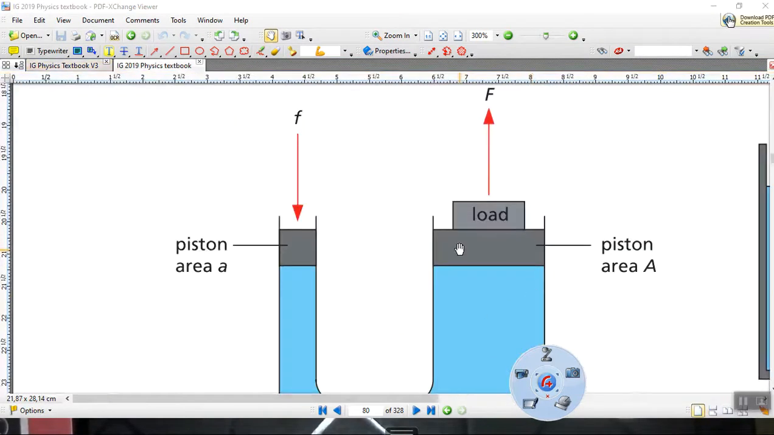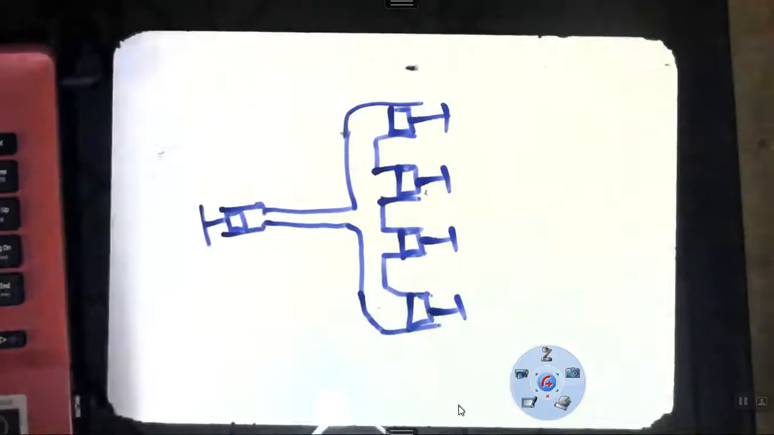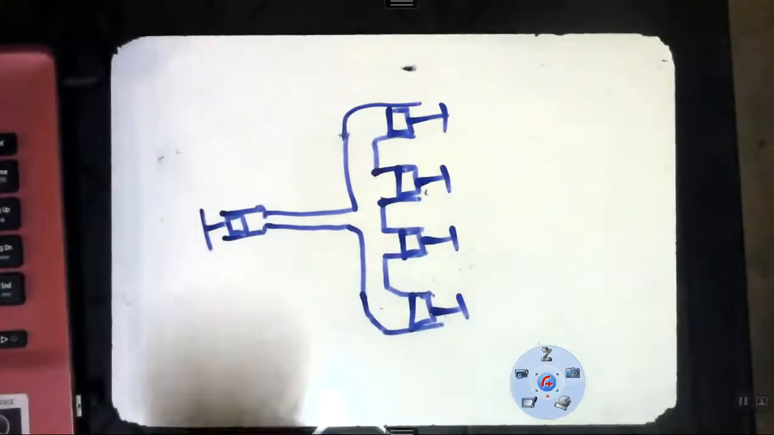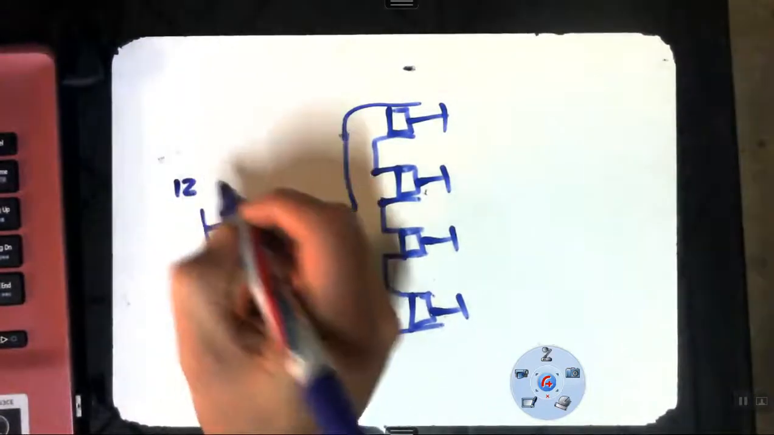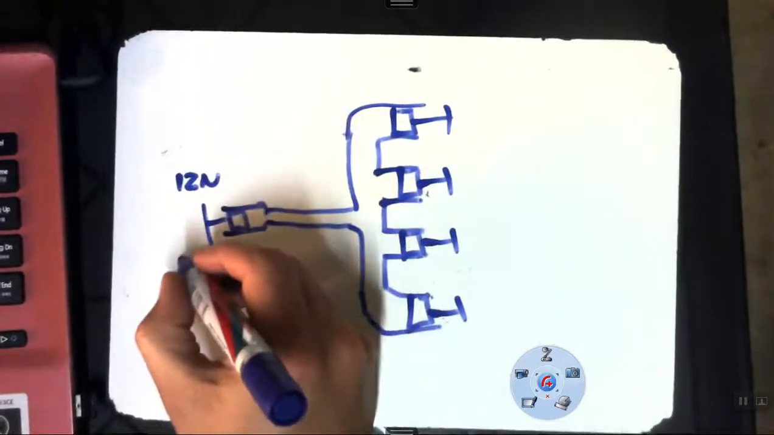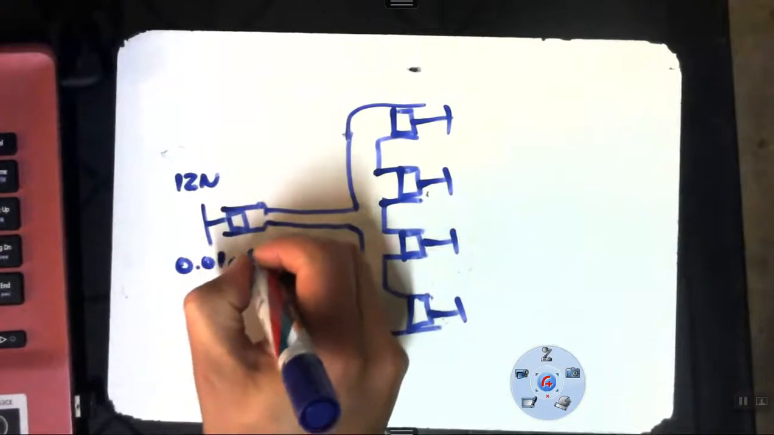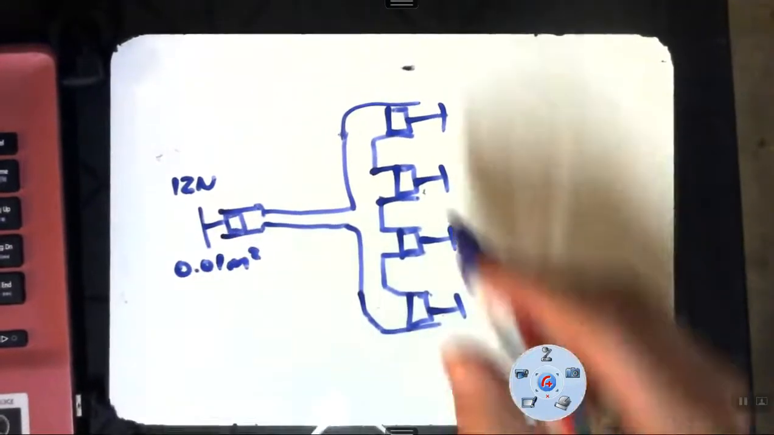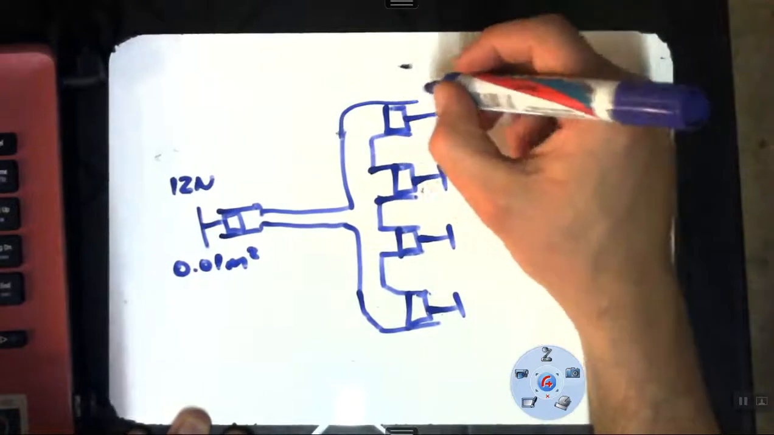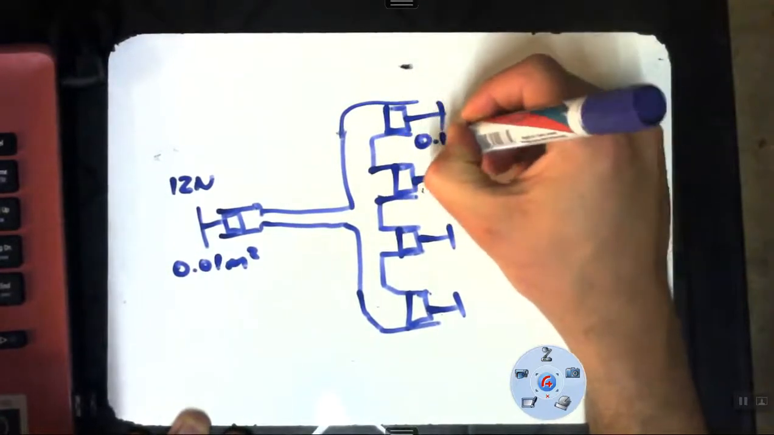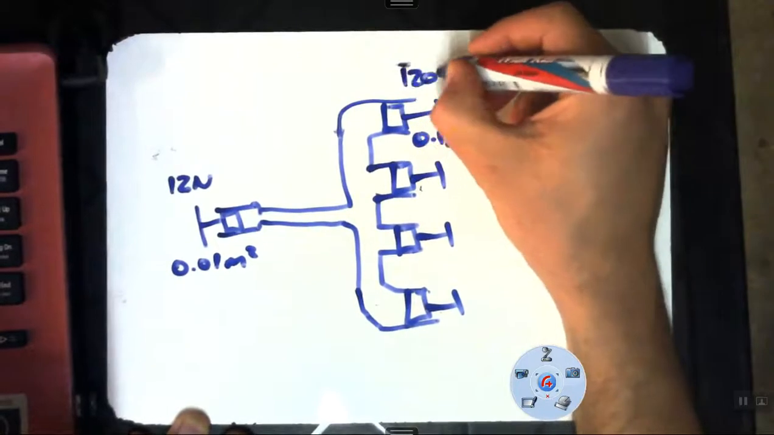Now this principle looks like this. By applying a small force on a small area, we can lift up a big force over a bigger area because the pressure is the same everywhere. Now what makes this even more amazing is, as we've just seen, if I have 12 Newton and I have an area of 0.01 meters squared at my piston, and at my wheel I've got a bigger area, 0.1 meters squared, I can apply 120 Newtons.